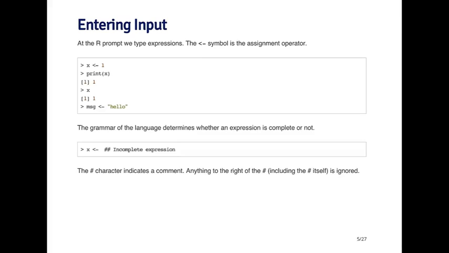So the grammar of the language determines whether an expression is syntactically correct or not, or whether it's complete. So for example, if I just type x followed by the assignment operator and I don't type anything else, that's not a complete expression. And so when I hit enter, nothing will happen because it's waiting for the expression to be completed. The other thing I've got here is this hash symbol. It indicates that everything to the right of that is a comment. And so the R engine will ignore anything to the right of that symbol. So you can put things like comments or notes to yourself in code, and R will just ignore those comments.